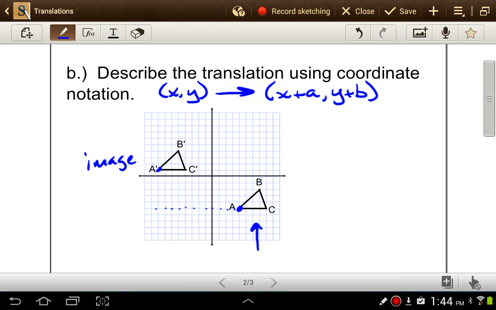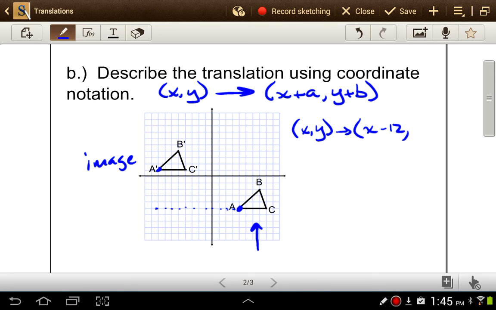Let me count those again to make sure. 1, 2, 3, 4, 5, 6, 7, 8, 9, 10, 11, 12. Okay, good. So I go 12 spots to the left. The left is negative, because I went from my positives to my negatives on my number line. So I start with x, y, and I'm going to say x minus 12. That's 12 spots to the left, so minus 12 is telling me I've gone 12 left.